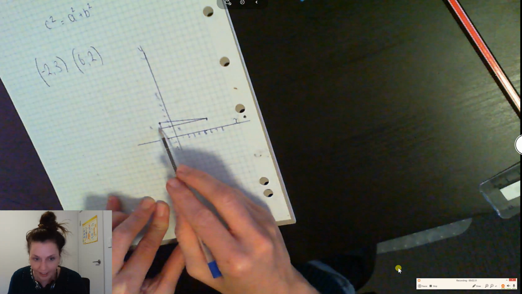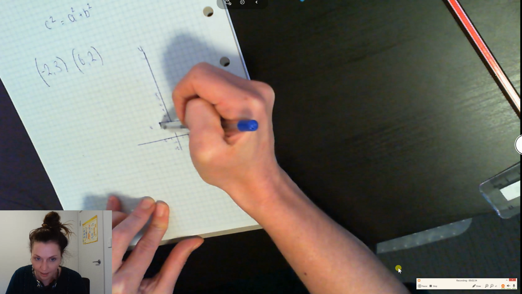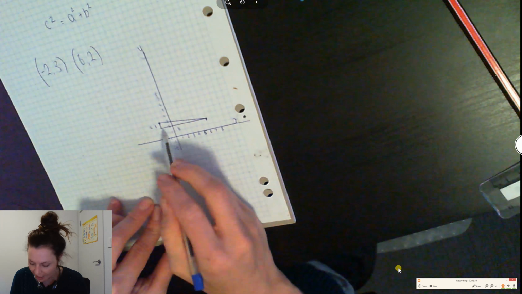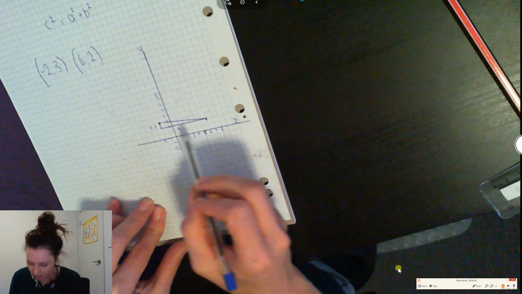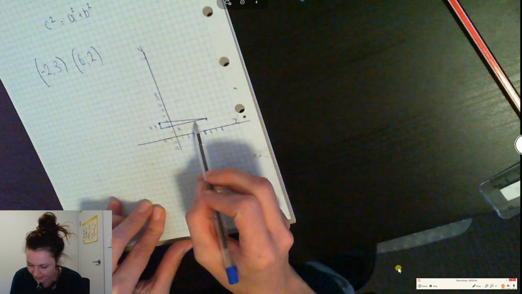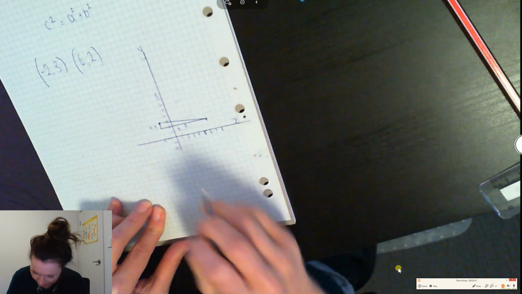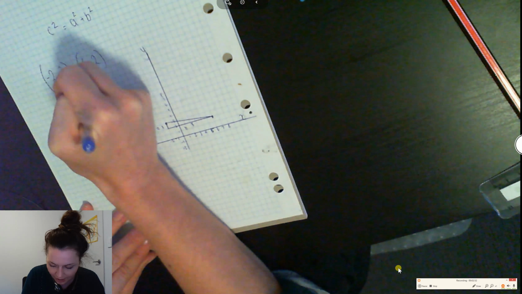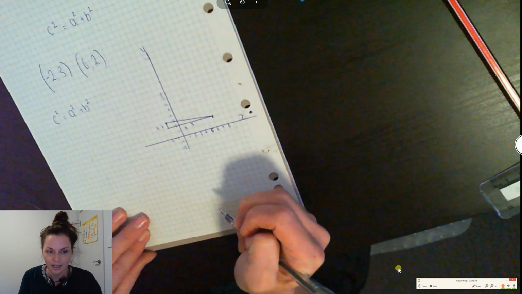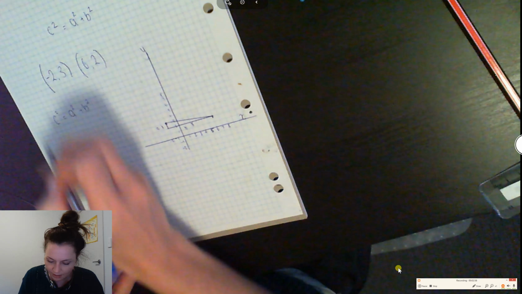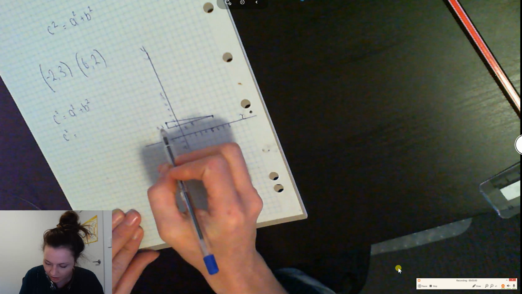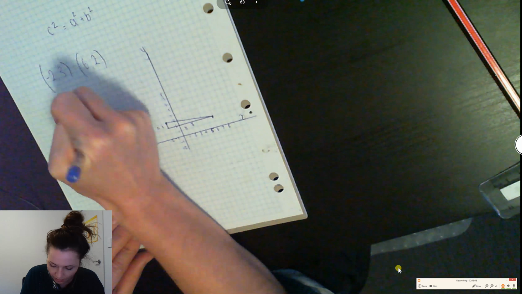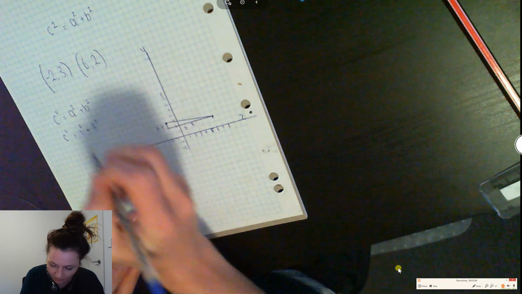Here I can see that the distance of this side is 1, and this side is 1, 2, 3, 4, 5, 6, 7, 8. Now using our formula, c squared equals a squared plus b squared, which we learned back in term 1. We substitute in our values. It doesn't matter which is a or b. So 1 to the power of 2 plus 8 to the power of 2.